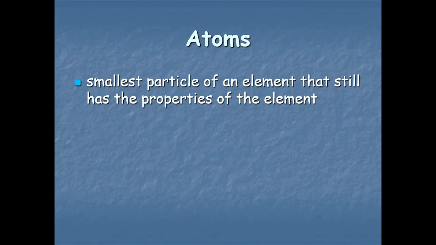So first thing, by definition, an atom is the smallest particle of an element that still has properties of that element. So you break it down, break it down, until you get to the point where the next time you break it down, you get protons, neutrons, and electrons. The smallest representative particle of an element is called an atom.